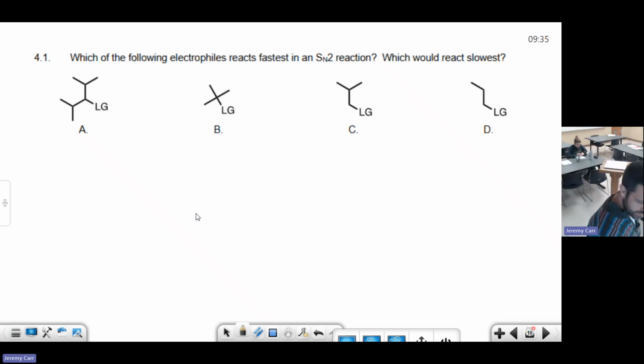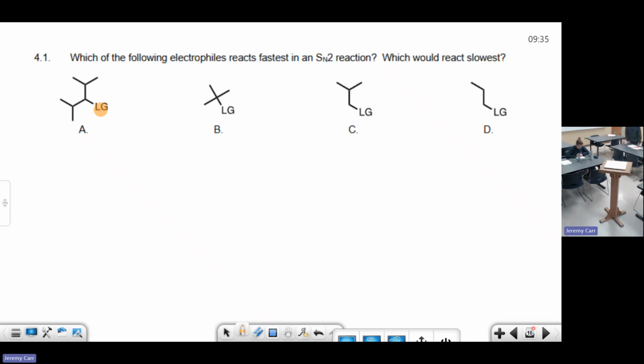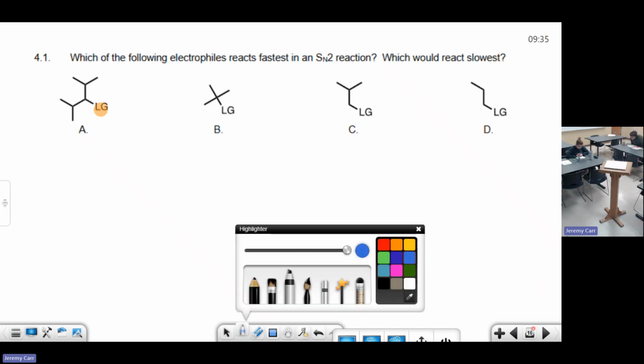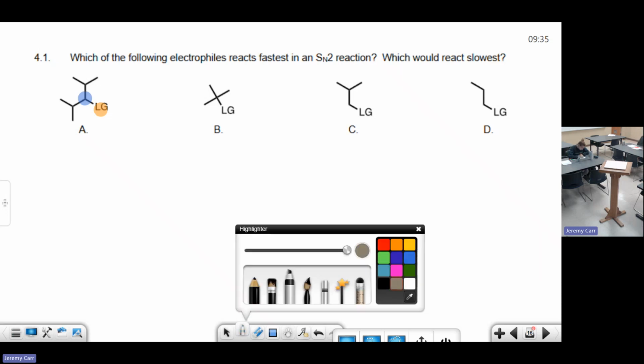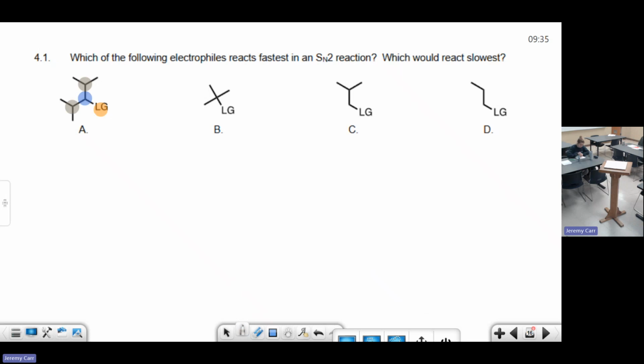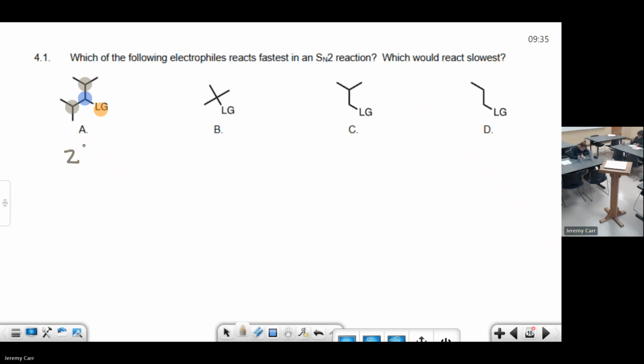So let's look at A. How would we classify A? Again, I'm going to do it just for the first one, and then I'm going to see if you guys can get the gist of this afterwards. So this is our leaving group right there. The leaving group is always touching the electrophilic position, and the electrophilic position is touching how many carbons? 1, 2. So this is a secondary Rx, okay?